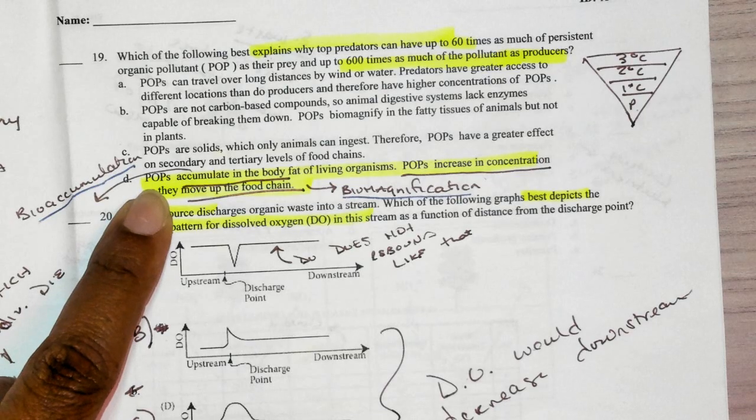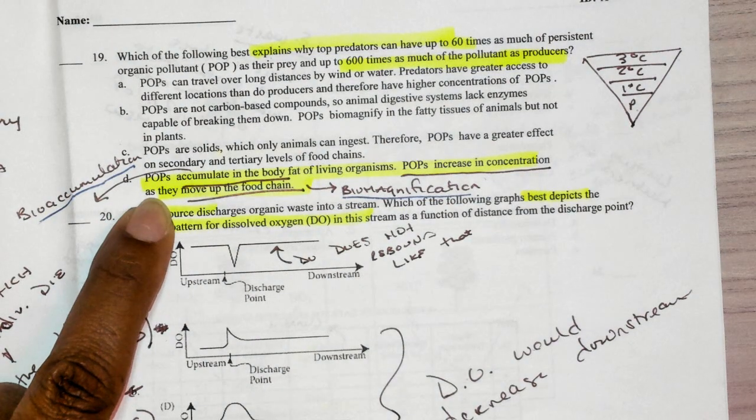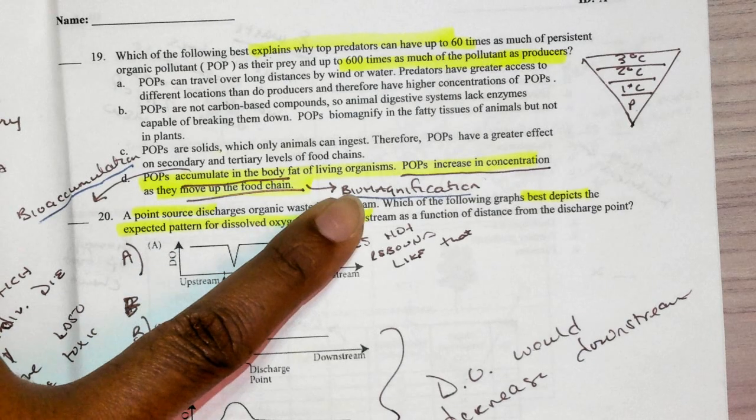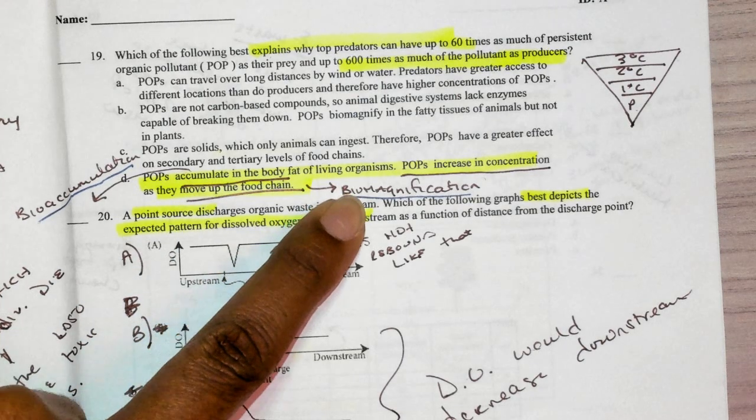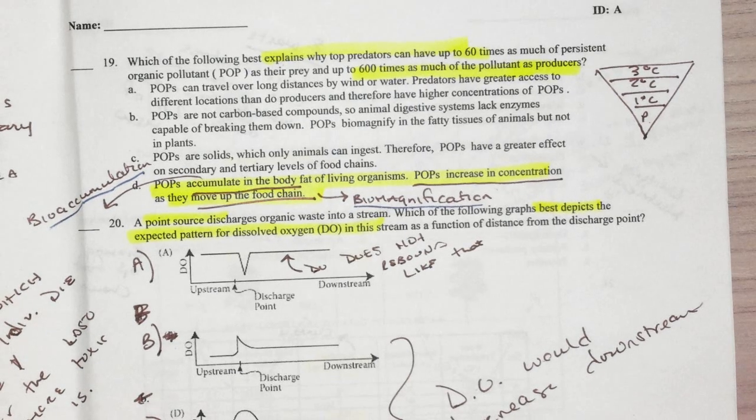POPs are not going to be water soluble. Remember, they're only fat soluble. So they accumulate in the fat. They increase in the fat of a living organism as that living organism grows. And then they increase in concentration as they move up the food chain. That's called biomagnification.